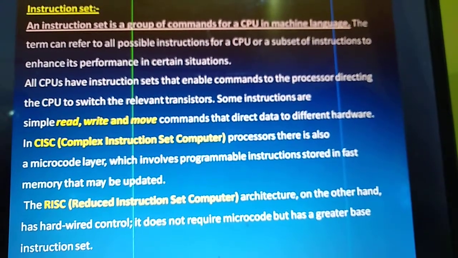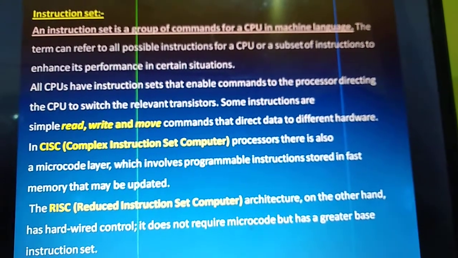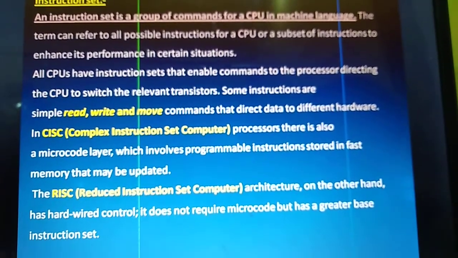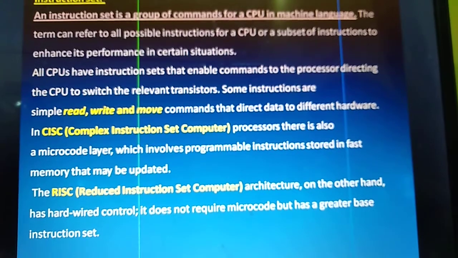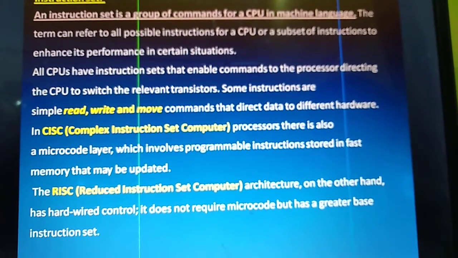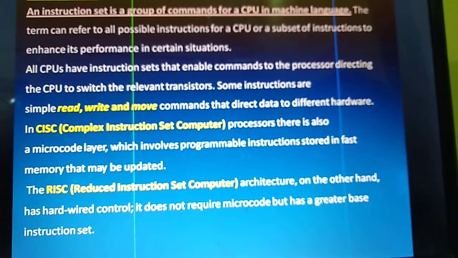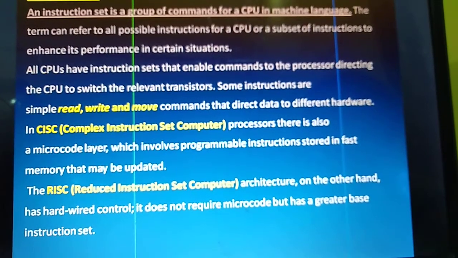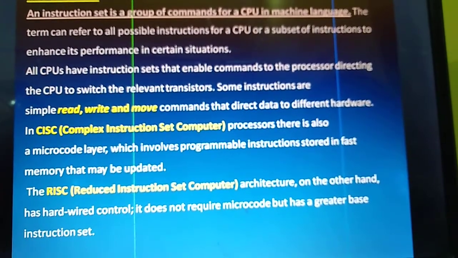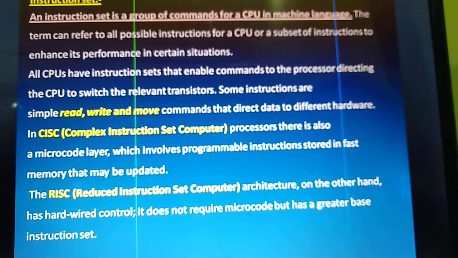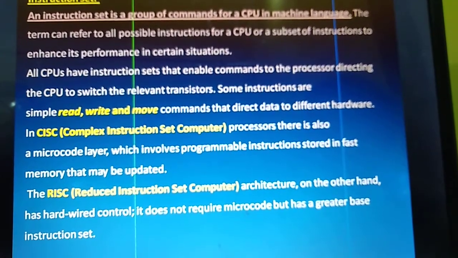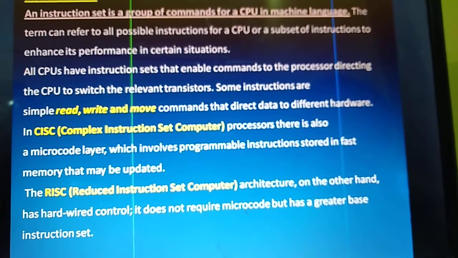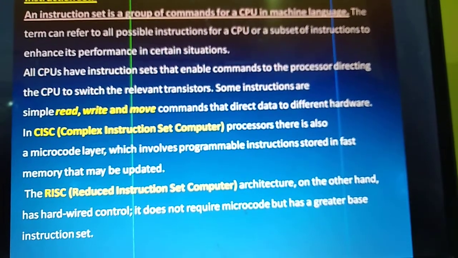In case of RISC, it has hardwired control. It does not require microcode but has a greater base instruction set. It means RISC does not need any type of microcode, but in case of CISC we need the microcode.